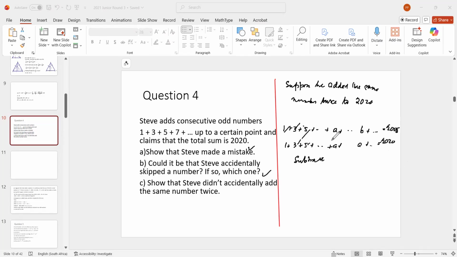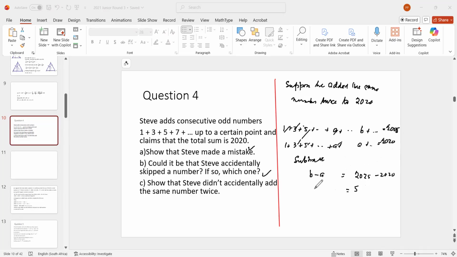All these cancel, even the A's cancel. But here, you got B minus A. And all the others are the same, so they all become 0. And that is the same as 2025 minus 2020, which is 5. So your B minus A is 5.